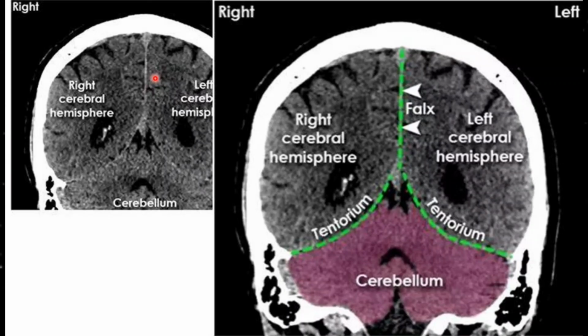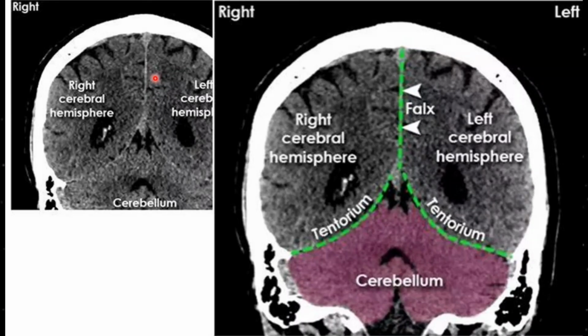Here you can appreciate both the right cerebral hemisphere and the left cerebral hemisphere, and posteriorly you can appreciate the right cerebellum and the left cerebellum. In between these two, the cerebellar hemispheres are separated by the tentorium cerebelli. So here the tentorium cerebelli can be easily seen, and it continues with the falx cerebri in the midline. You can appreciate that there is a superior sagittal sinus on the top of it, where all the blood from the brain drains.